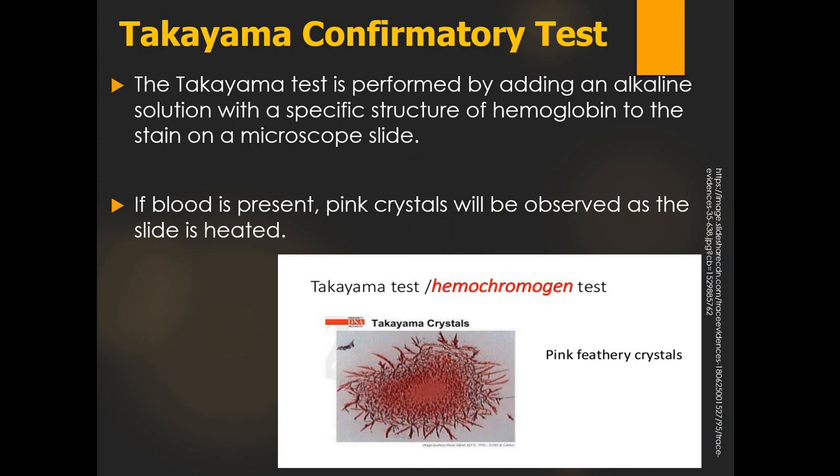So the Takayama, I'm going to go with your saying of it, is performed by adding alkaline, which is base, solution to a specific structure of hemoglobin to the stain on the microscope slide. So if the blood is present, pink crystals will be observed as the slide is heated. So you usually heat a slide to fix whatever you got on it, and you get these feathery-like crystals for the Takayama.